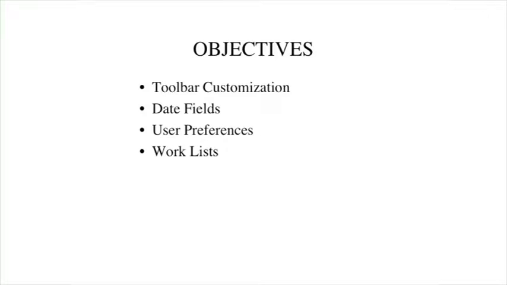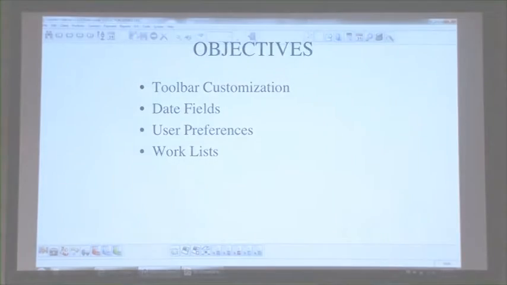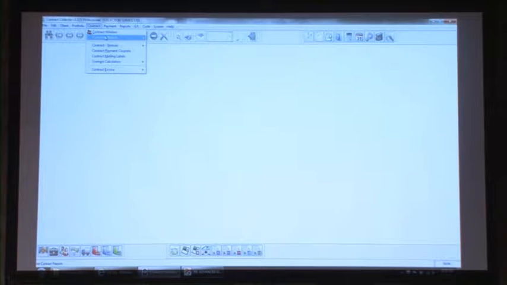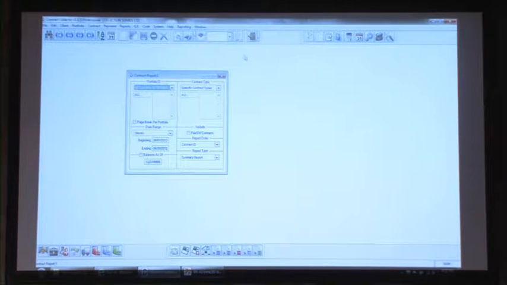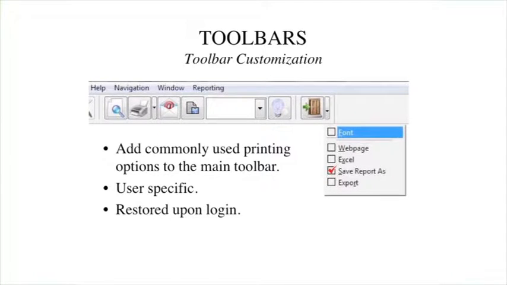So first of all, toolbar customization. We've looked at this briefly already in some of the other sections, particularly on advanced reporting. If you open up any of your report screens, you can add toolbar buttons to what we've set as the designated set of toolbar buttons up on your main toolbar. Those include font, web page, Excel, save report as, and export. Primarily the one that I've seen used the most often is the save report as. This allows you to save it as a PDF file or export it to Excel really easily.